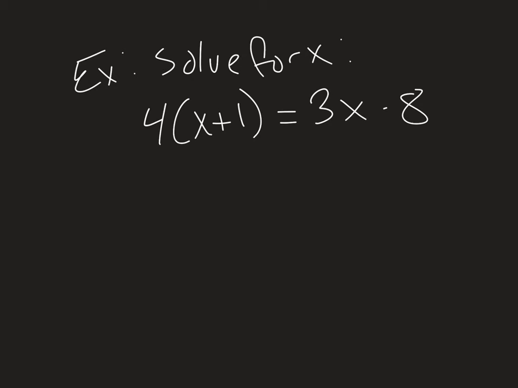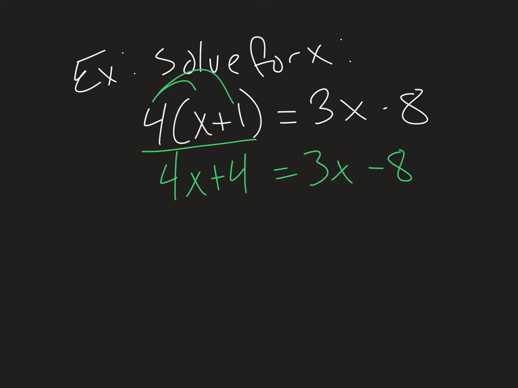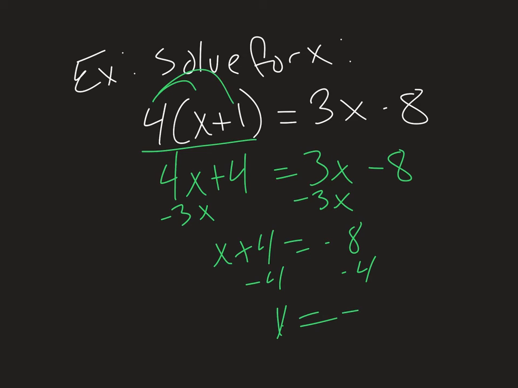So let's look at another example. It's a little more complicated. In this case, we have to probably distribute first. So let's distribute the 4 in. So we get 4x plus 4 is equal to 3x minus 8. Now at this point, we can move the x's around. So let's subtract 3x from both sides. So we get x plus 4 is equal to negative 8. Then minus 4 from both sides. x has to equal negative 12.